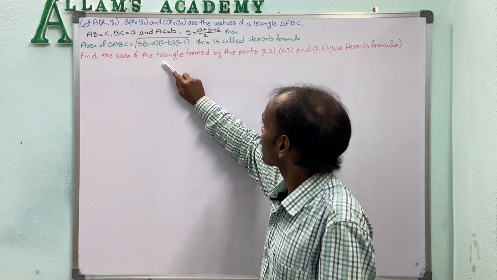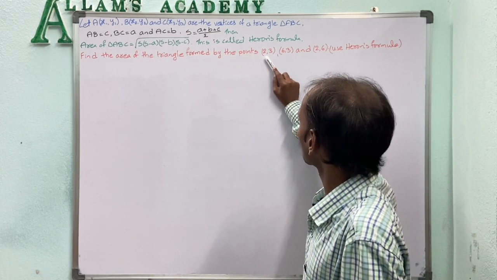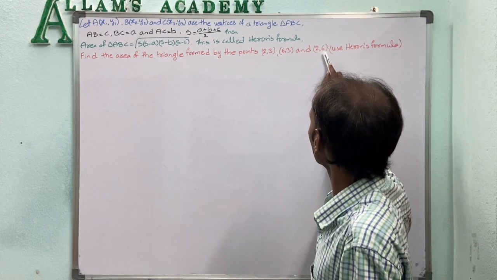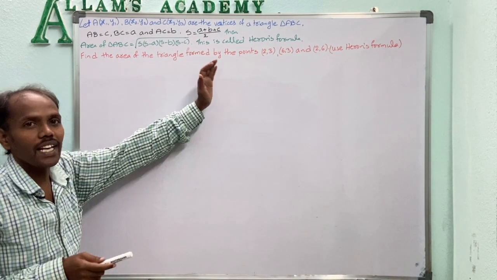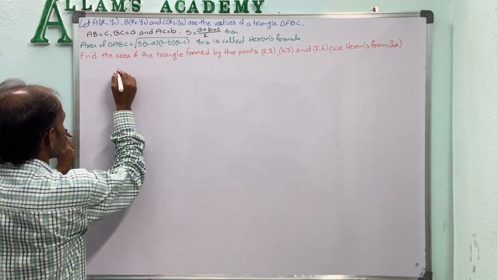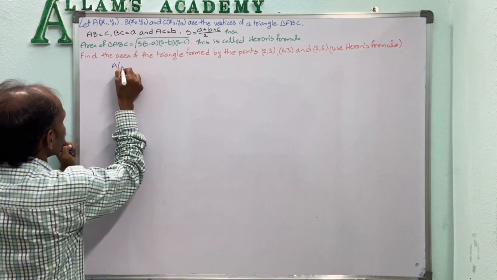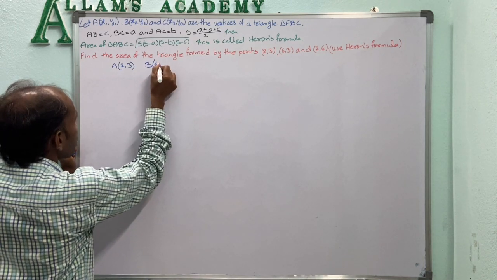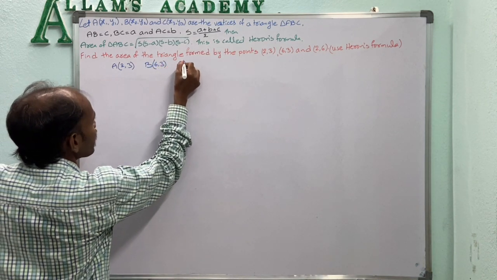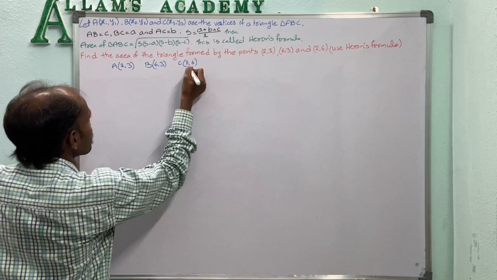Find the area of the triangle formed by the points (2, 3), (6, 3) and (2, 6). So here these points will be taken as vertices: A of (2, 3), B of (6, 3) and C of (2, 6).